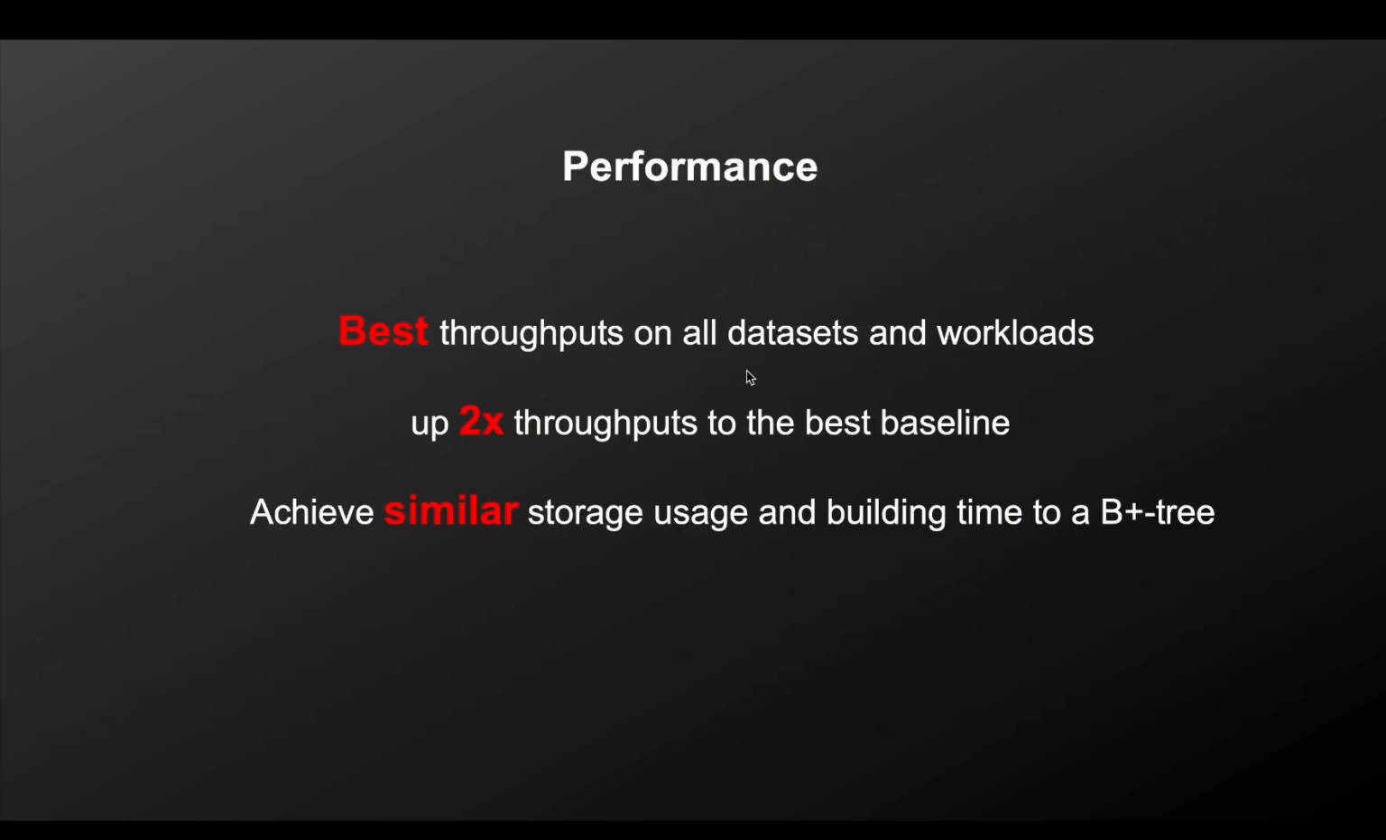Finally, let us look at the results. AULID achieves the best throughput across all tested datasets and workloads, with up to 2 times higher throughput than the best baseline. At the same time, AULID keeps storage usage and build time similar to a B+ tree, which is very important for practical deployment.